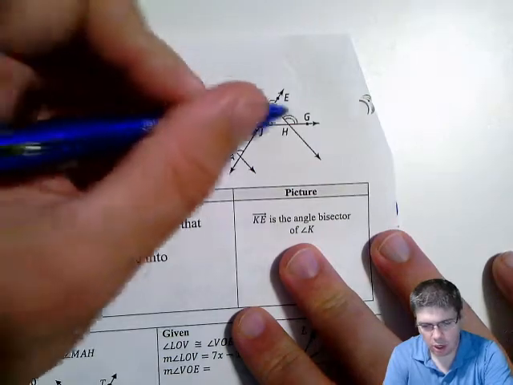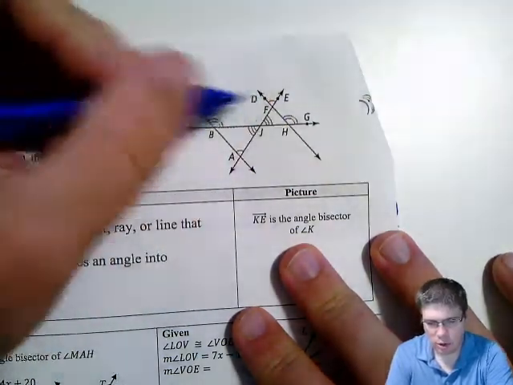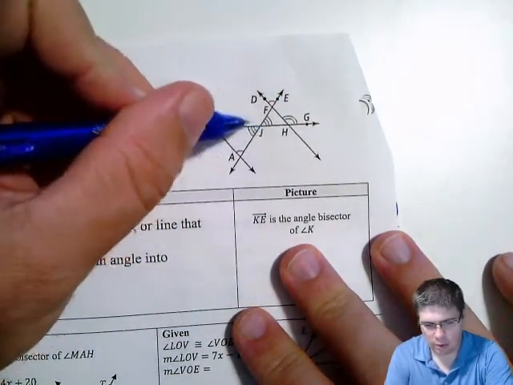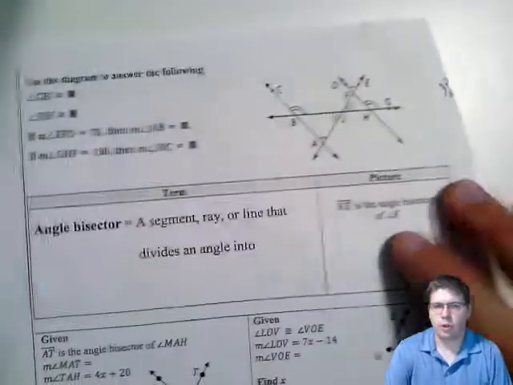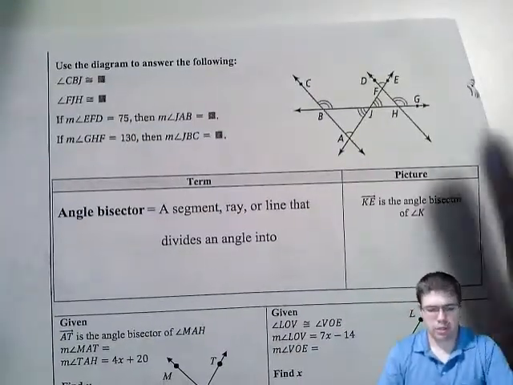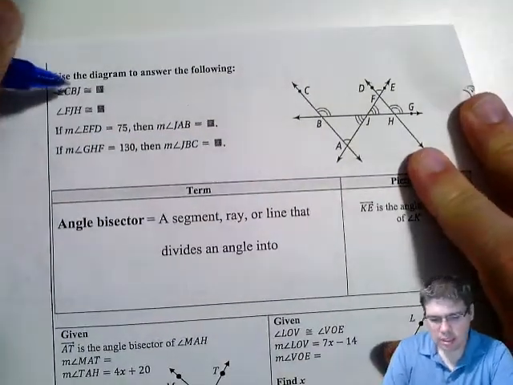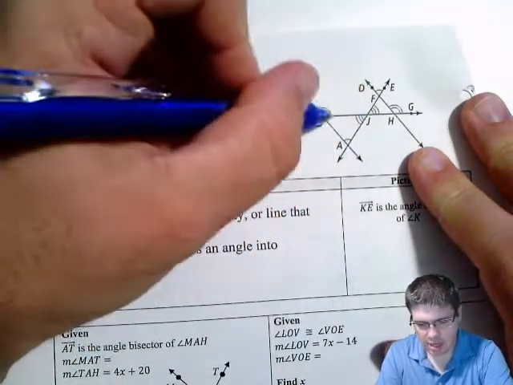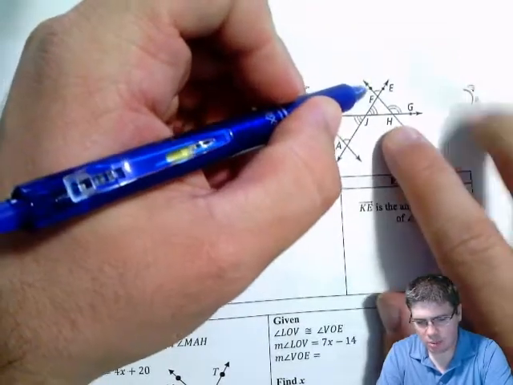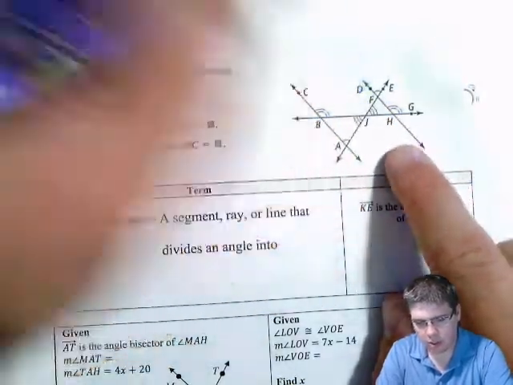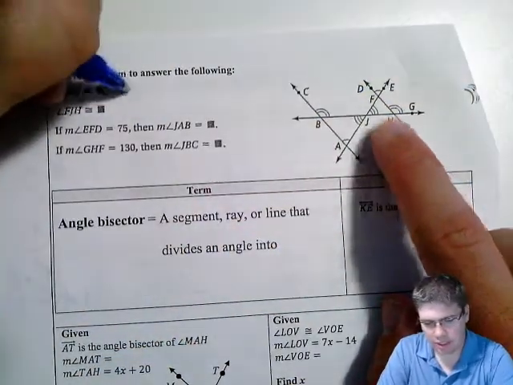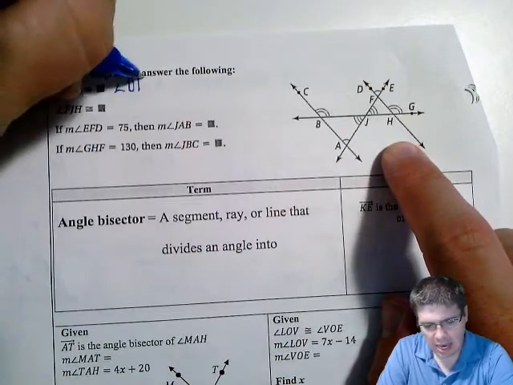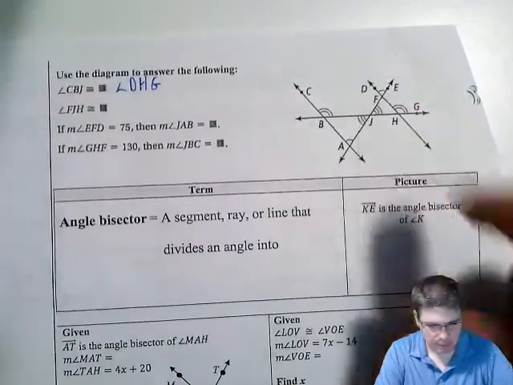This with the 2 arcs is congruent to this one with 2 arcs, and this angle here with 3 arcs is congruent to that one with 3 arcs. So we can use that information to answer some of these questions. So angle CBJ, remember B in the middle is the vertex, so CBJ, this angle with 2 arcs is going to be congruent to this angle with 2 arcs. So we could call that a couple of different things, angle DHG or GHD.